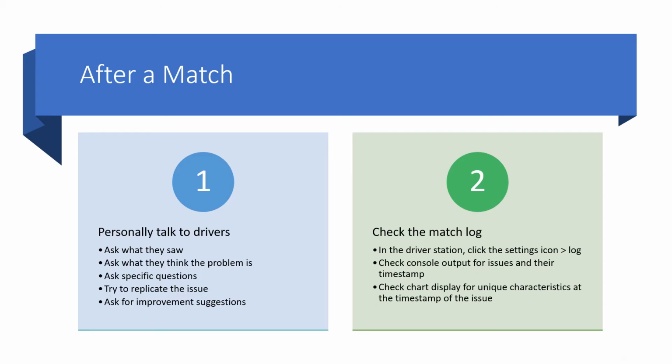Now, things to do after a match. The time directly after a match is the most critical part in troubleshooting the mistake. So the first thing you want to do is personally talk to the drivers. Ask them what they saw and what they think the problem is. Then, based on what you think's going on, ask them any more specific questions.